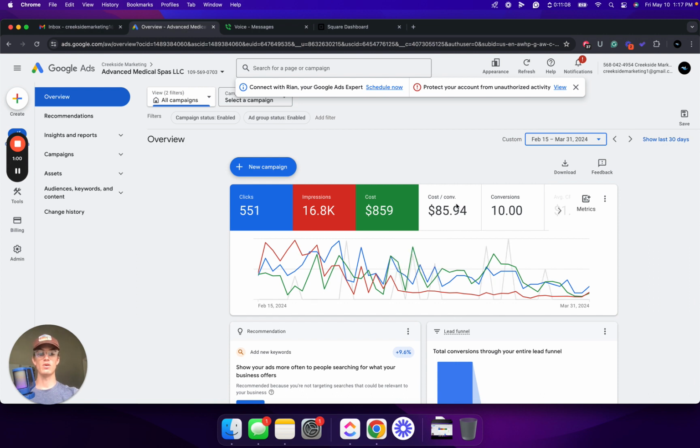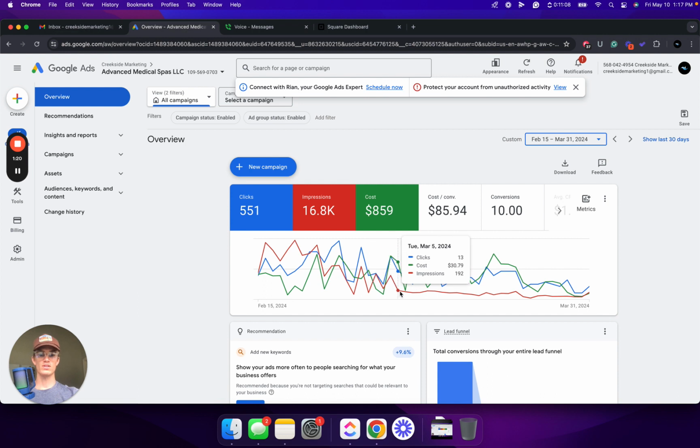So as you can see, we made some really good adjustments because the cost per conversion 6 weeks ago was much higher than it is over the past 6 weeks. So that's good to see. It looks like there seems to be a breaking point right around here because as you can see, the impressions kind of level off.